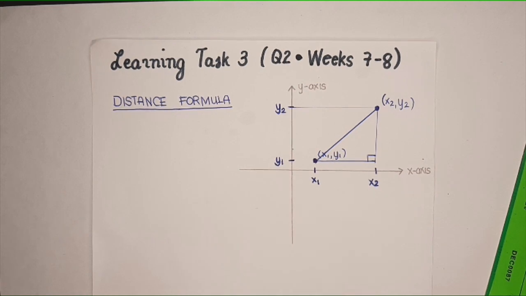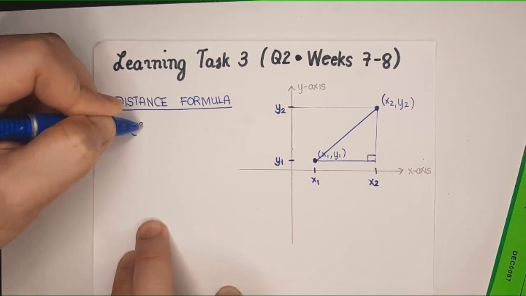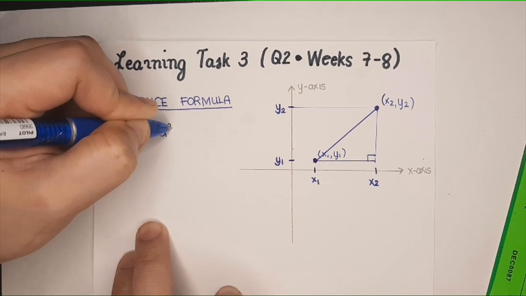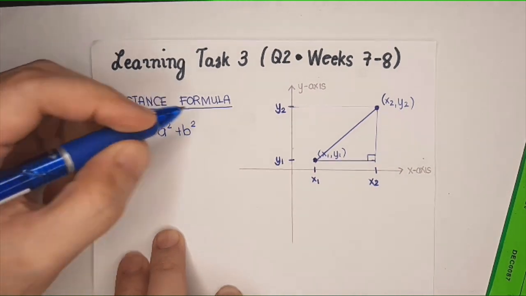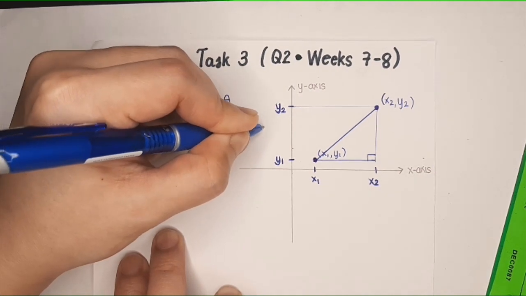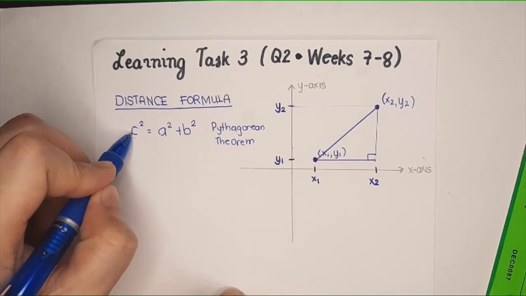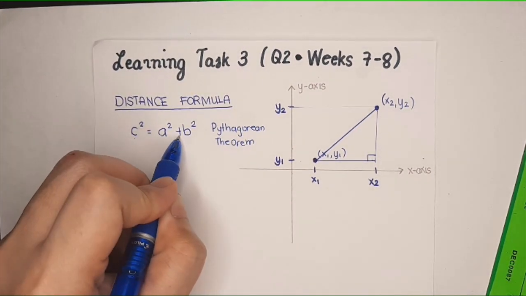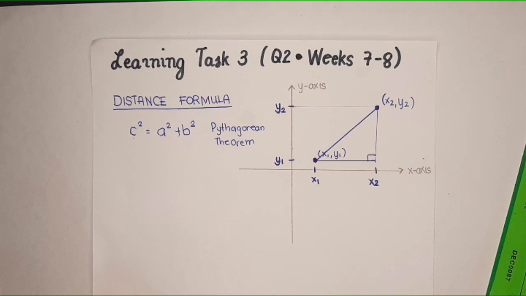Now, do you still recall the Pythagorean Theorem? The Pythagorean Theorem goes like this: c squared equals a squared plus b squared. Let me write it. The Pythagorean Theorem says the square of the hypotenuse is equal to the sum of the squares of the two legs.